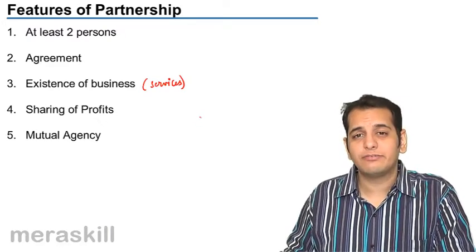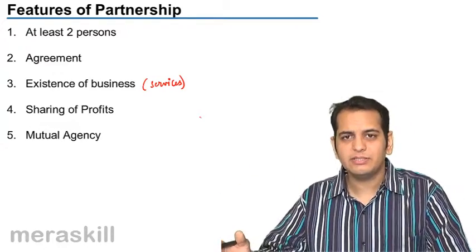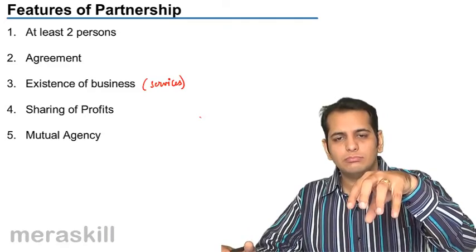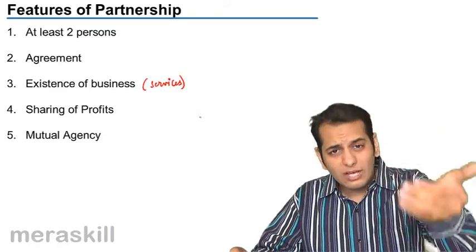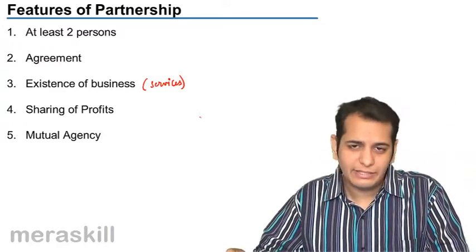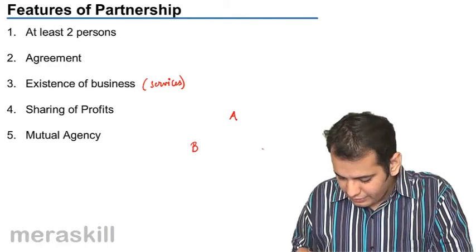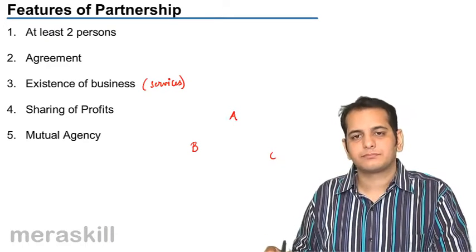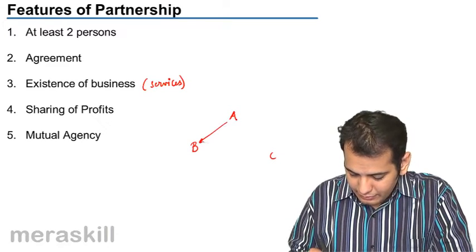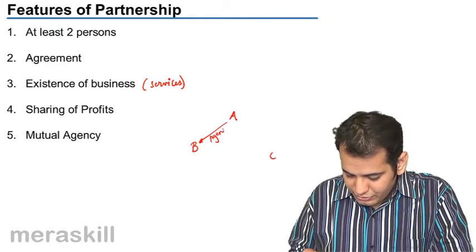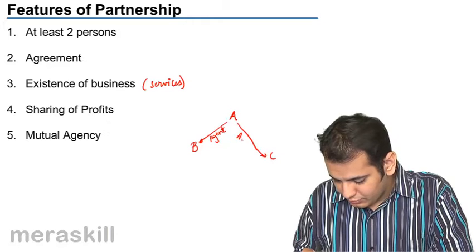And finally we have mutual agency. Now I've already told you, mutual agency means there's one partner who's the agent of other partners. At the same time, those other partners are also his agent. So let's say we have a firm wherein there are 3 partners, A, B and C. Now this means that A is B's agent. This also means A is C's agent.